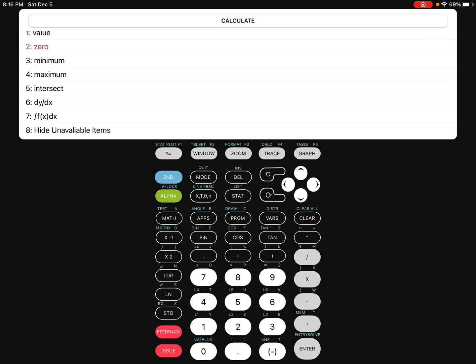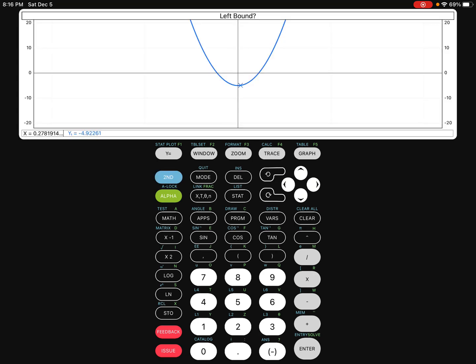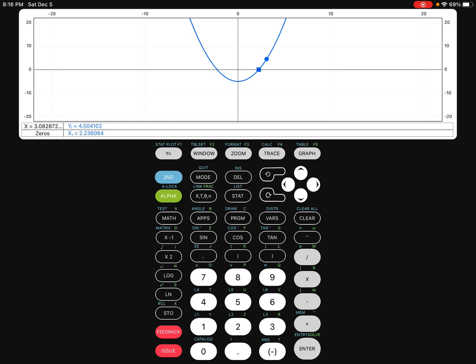We're going to repeat that process for the other zero. You're going to move your cursor over so it's to the left of it, push enter. Move it so it's on the right of it, push enter. For yours, it's going to probably say guess. So move it so it's right on top of the root and then push enter. So this one over here is positive 2.236.